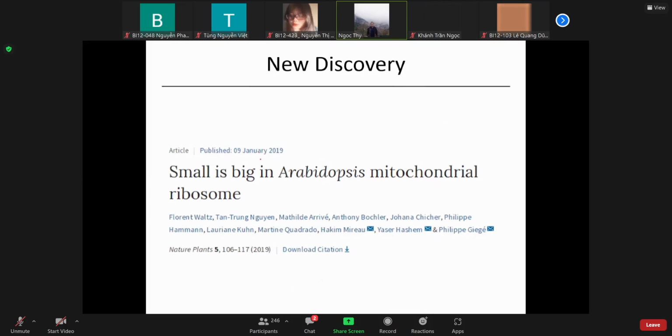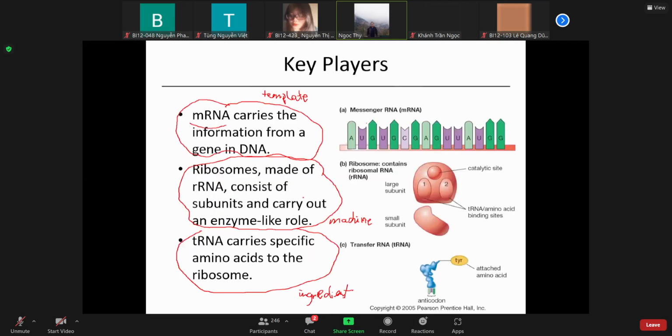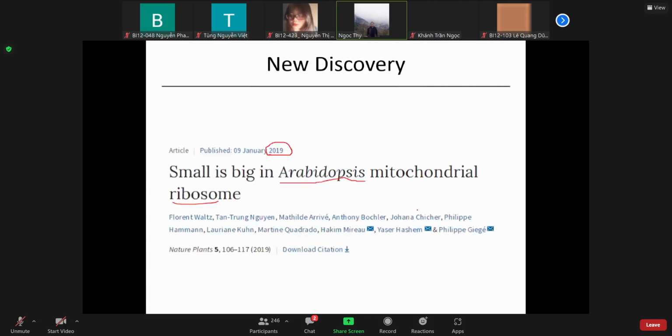But a very recent publication, published in 2019, says that the small one is big in the Arabidopsis mitochondrial ribosome. That means in Arabidopsis, a plant used as a model for much genetic research in plants, the small subunit is even bigger than the large subunit. So we call it the small subunit, but its 3D structure size is even bigger than the large one. Okay. So in some species it's like that.